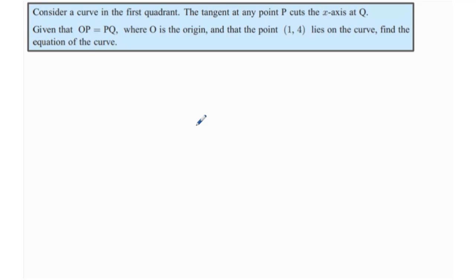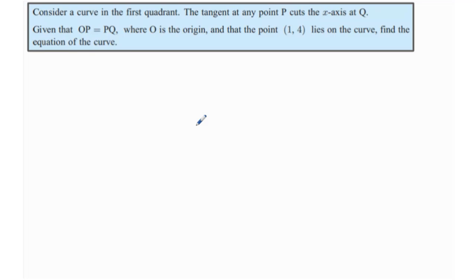Consider a curve in the first quadrant where everything is positive. The tangent at any point P cuts the x-axis at Q. Given that OP, so O being the origin, OP equals PQ. Remember, Q is the place where it cuts the x-axis, where O is the origin, and that the point (1, 4) lies on the curve. Find the equation of the curve.